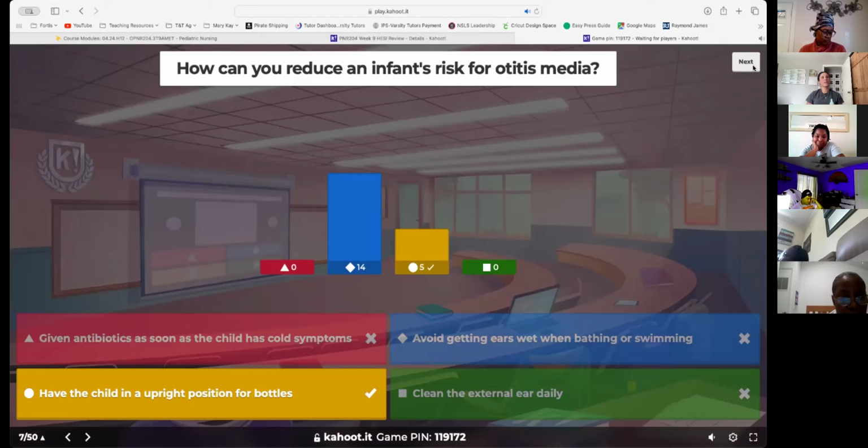Middle ear infections, otitis media, can be caused by fluid pooling in the side of our mouth and then getting into our eustachian tube. Remember, they're very closely connected. So if we hold a child upright while they're eating, then we don't get that draining that happens. Getting our ears wet when we're swimming or bathing, that's going to be otitis externa. That's our swimmer's ear.